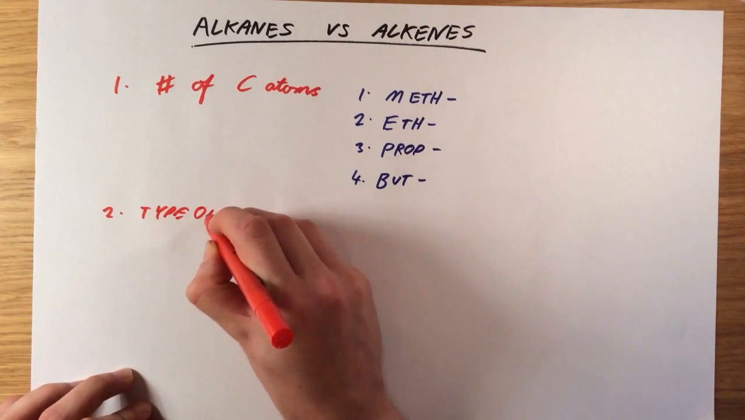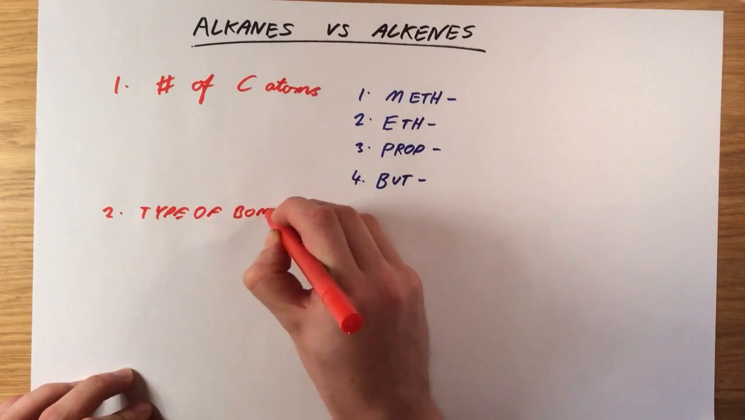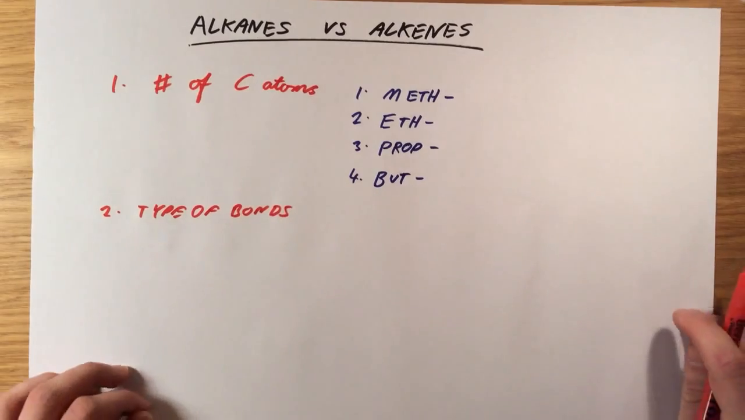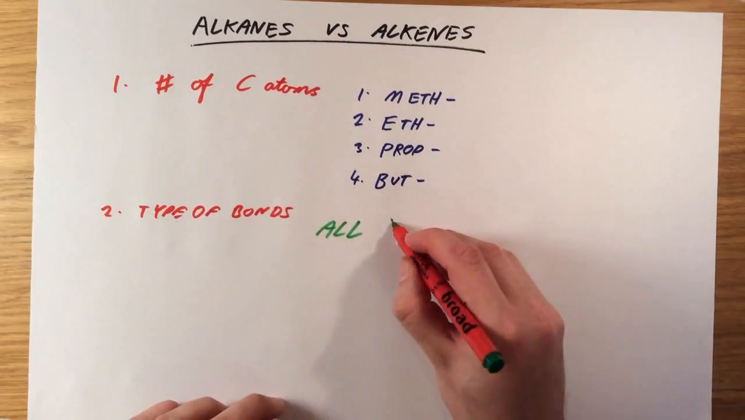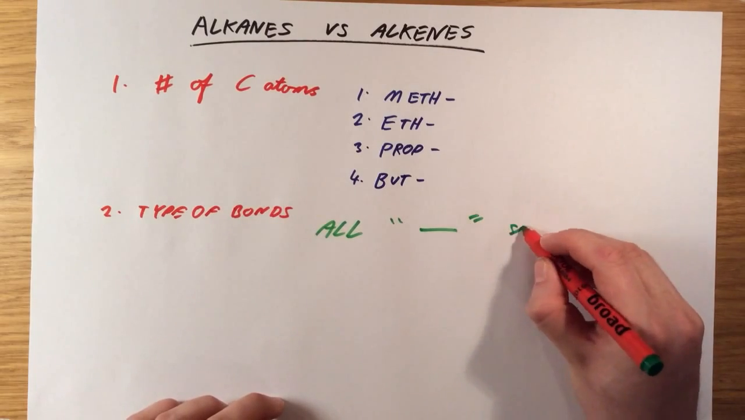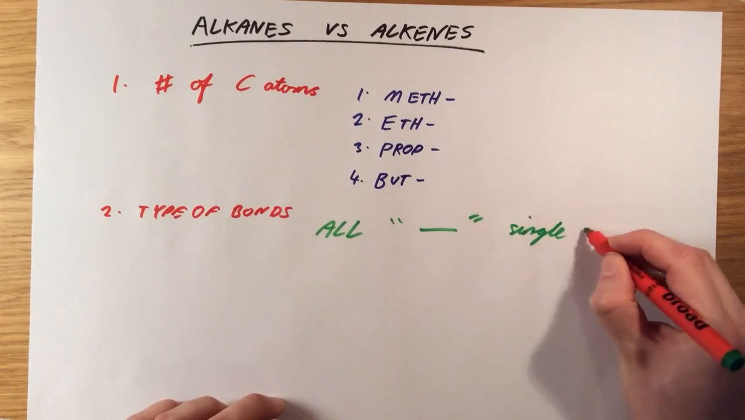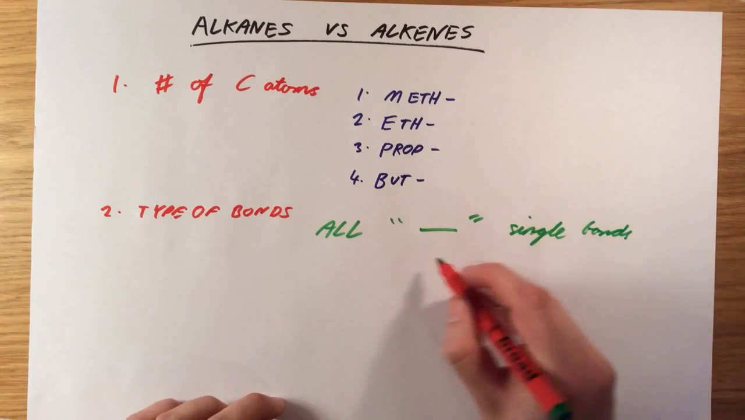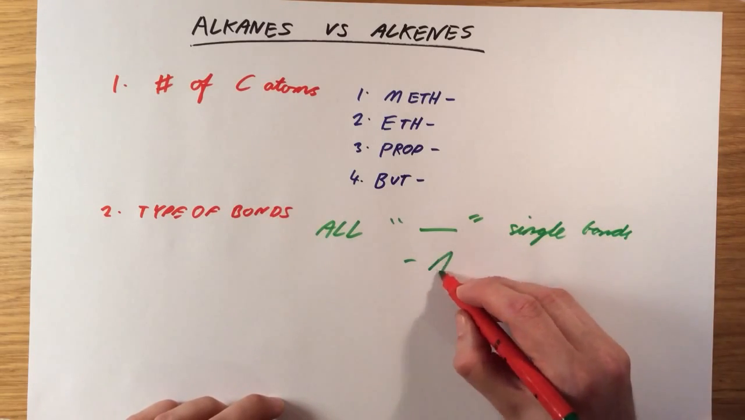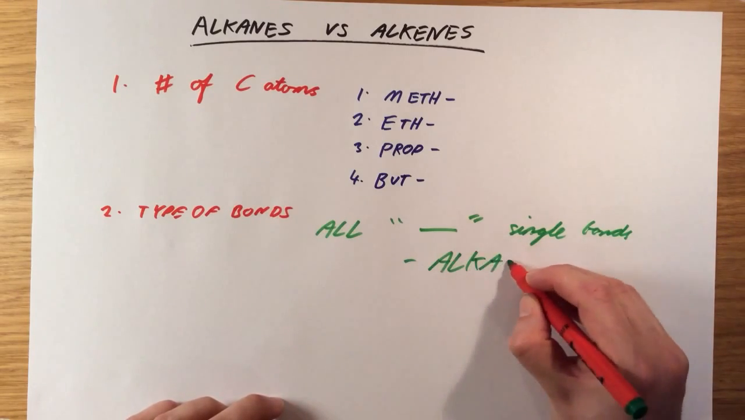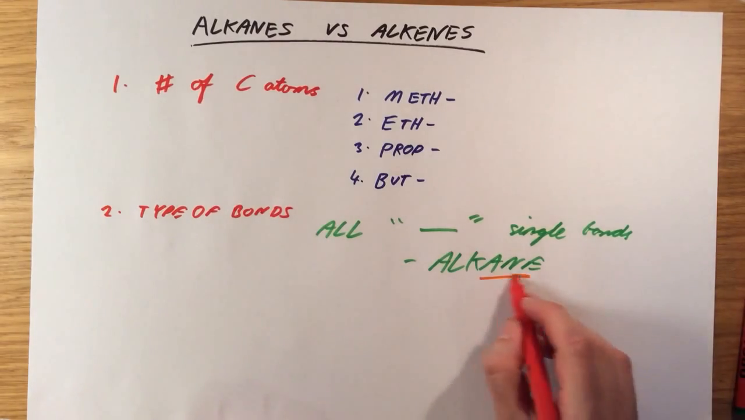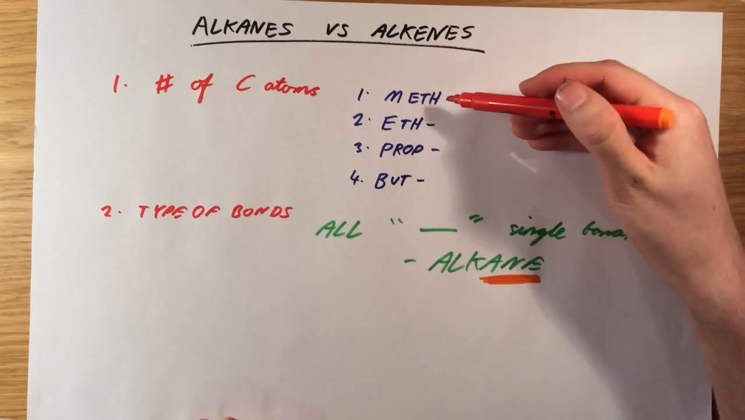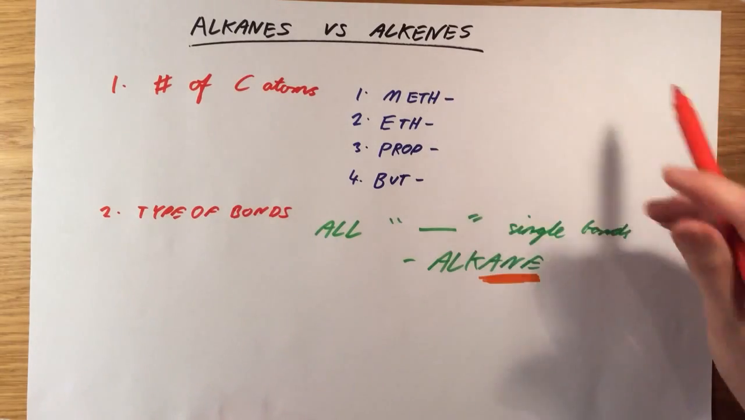or the type of bonds. If we have all single bonds, this means we have an alkane. So we simply need to add ane to the ending that we arrived at from the top here.